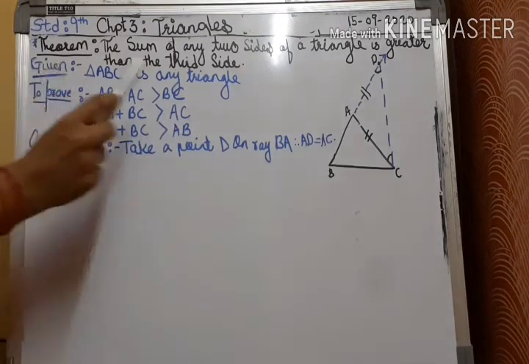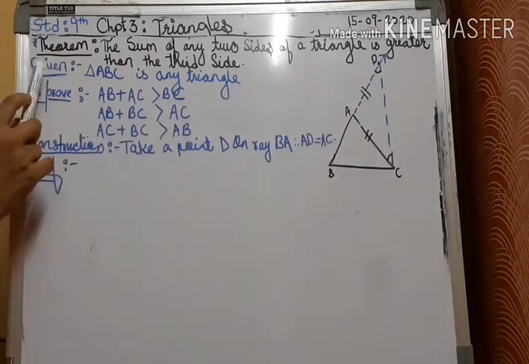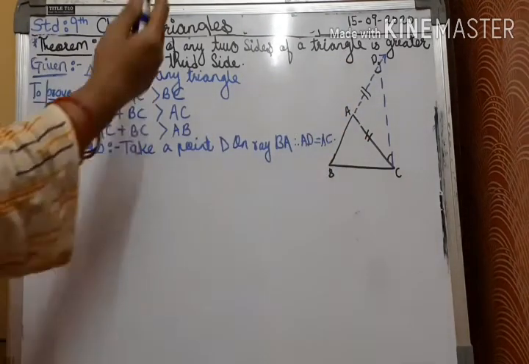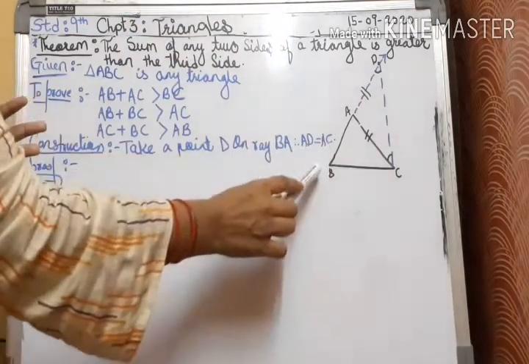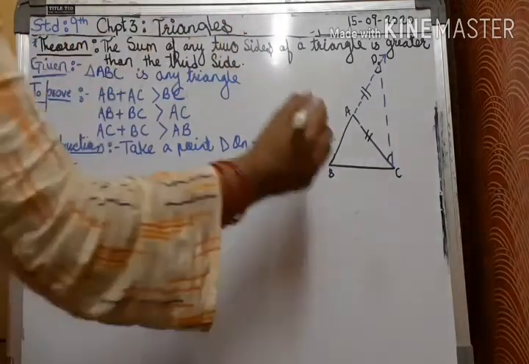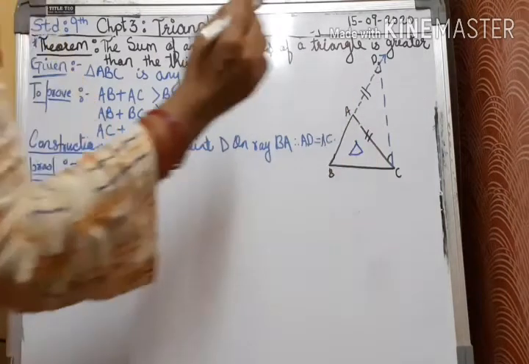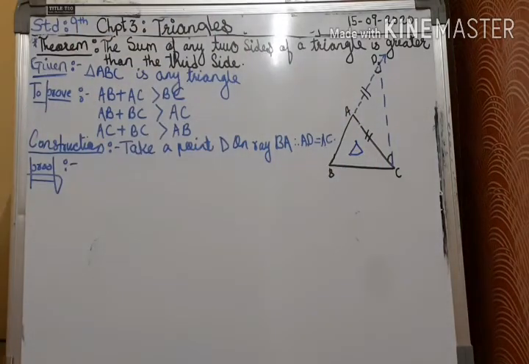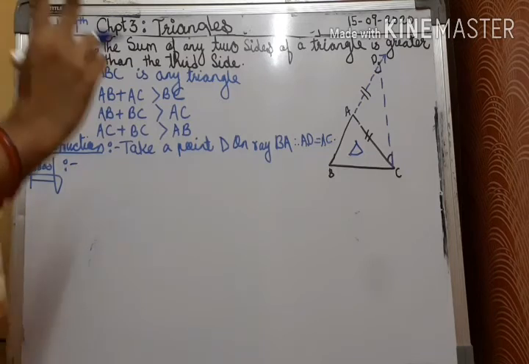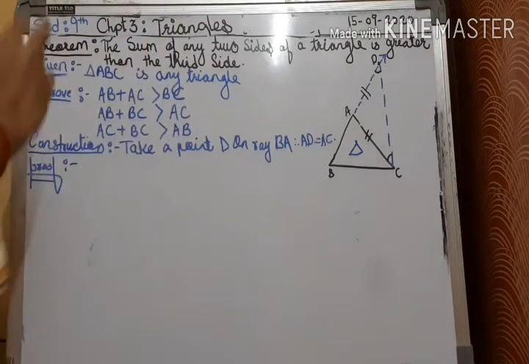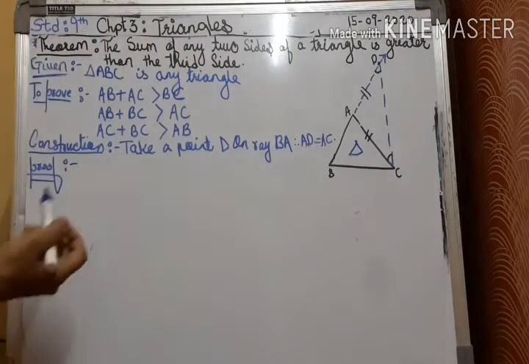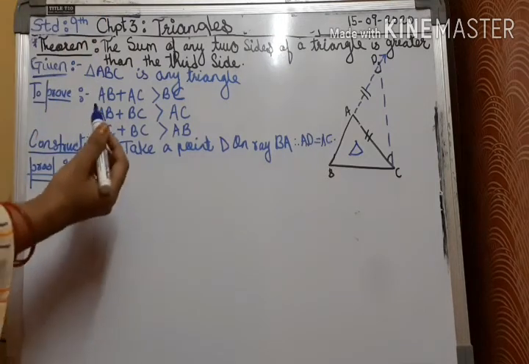That means we have a triangle. Given ABC is any triangle. We will take ABC is any triangle, any triangle it could be. What we want to prove? Sum of two sides is greater than the other third side. So there will be three conditions.